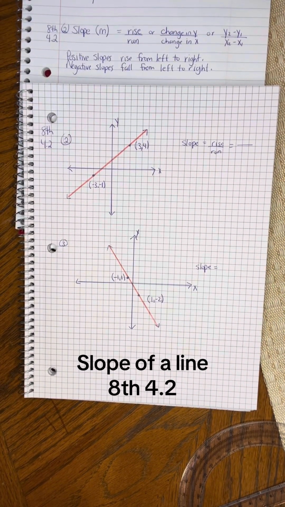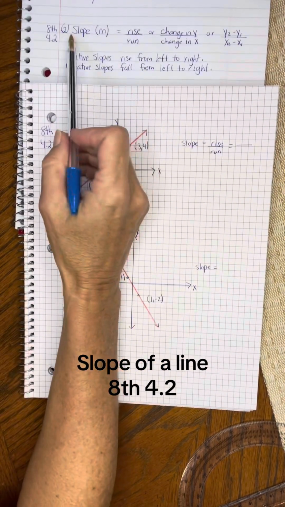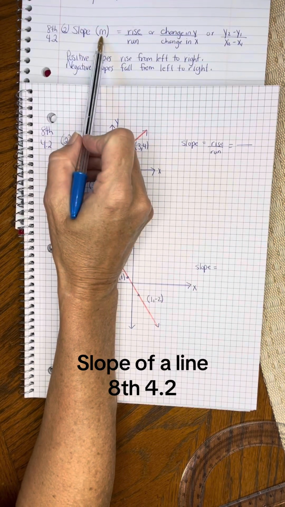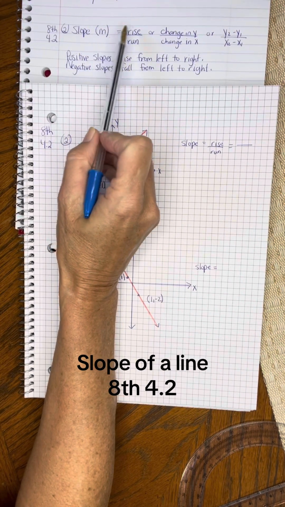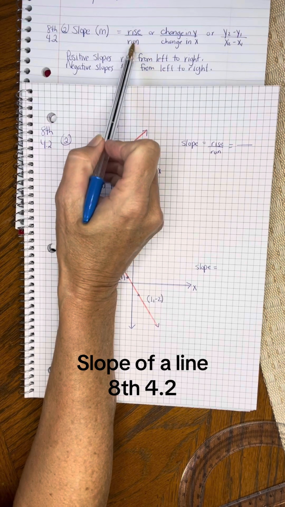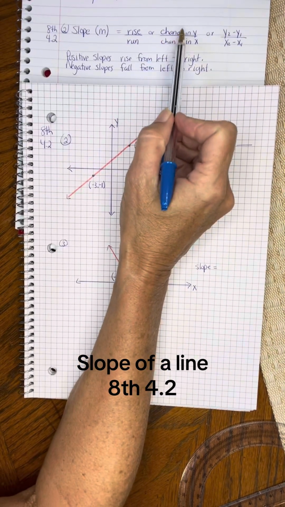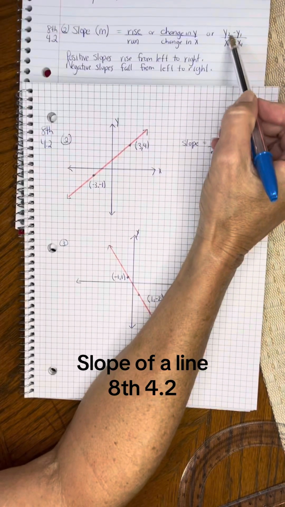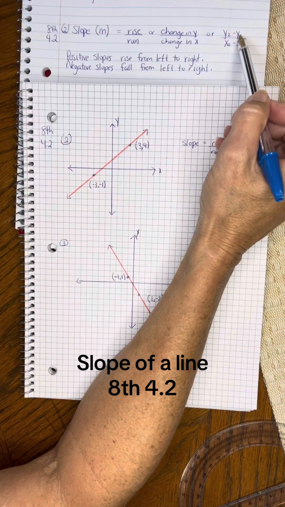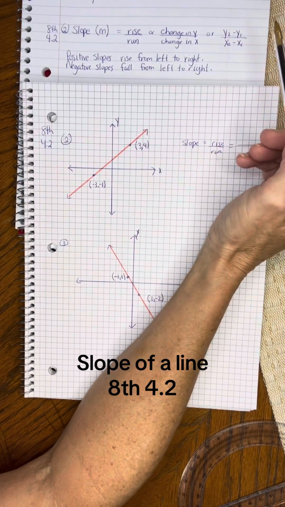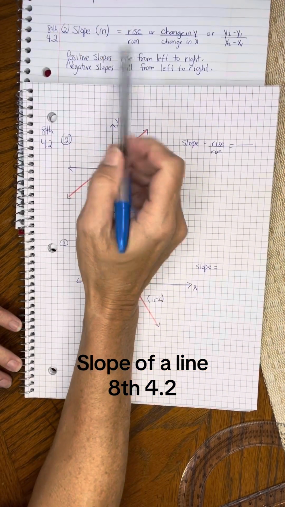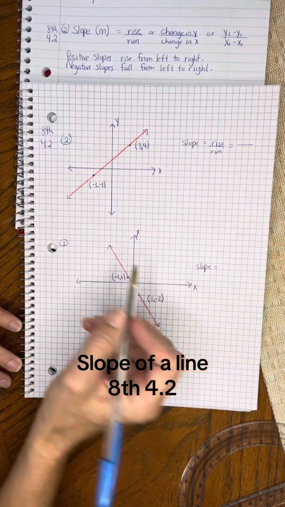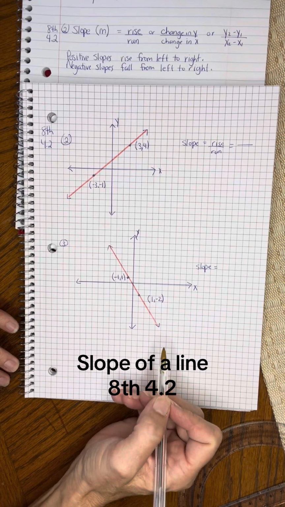We're going to find slope and talk about slope. Slope in algebra is represented by the letter m. It's going to be the rise divided by the run, rise over run. You can think of it as the change in the y's divided by the change in the x's, or if you've got two ordered pairs, y2 minus y1 divided by x2 minus x1. Positive slopes will rise from left to right, where negative slopes will fall from left to right.